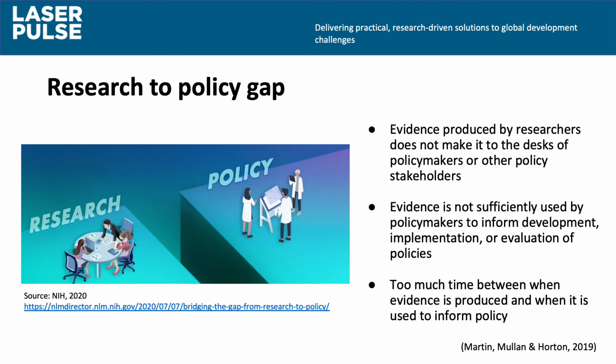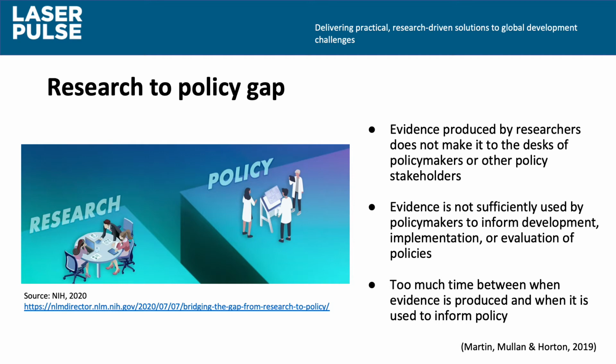You may have heard this phrase before, the research to policy gap. So what is it? Well, there is no single definition, but it is often used to describe the fact that evidence produced by researchers often doesn't make it to informing policy. This may be true because 1, it does not make it to the desk of policymakers, 2, it is not used by policymakers to inform policies, or 3, the period between the production of evidence and policy impact is too long. There are many different explanations for why this gap exists between research and policy, but the most common explanations generally fall into two camps.